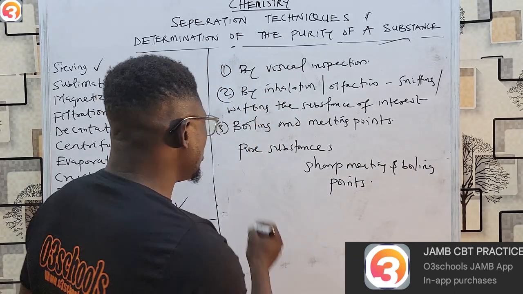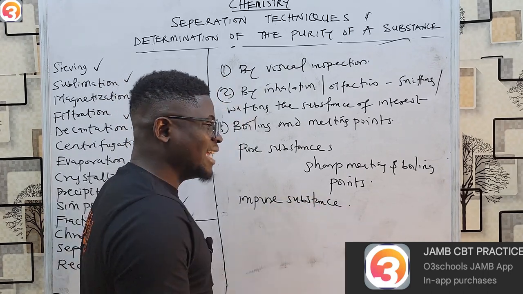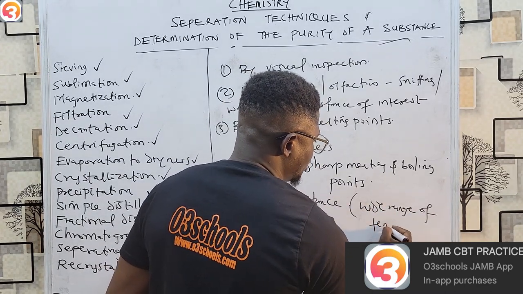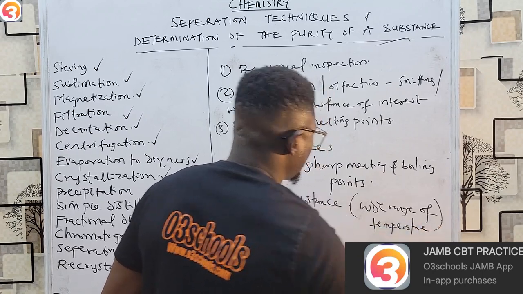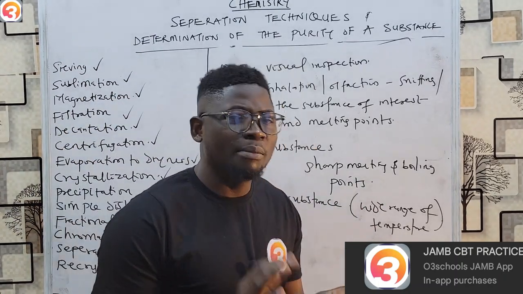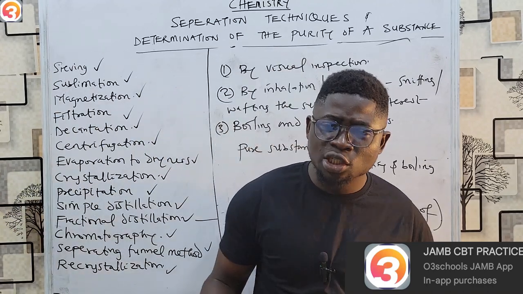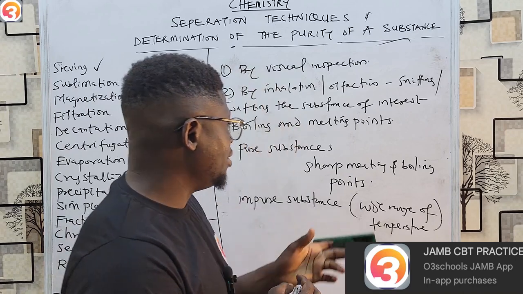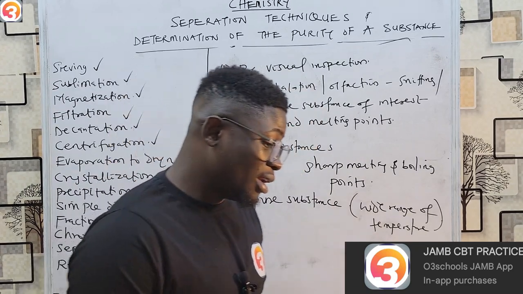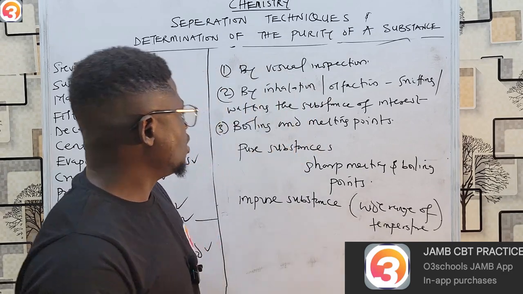Why impure substances? Impure substances boil over a wide range of temperature. So you have to take note that pure substances have sharp melting and boiling points, and impure substances may boil over a wide range of temperature. So if a substance has a sharp melting and boiling point, you can tell that this substance is pure. But if it starts boiling over a wide range of temperature, know that it is impure. All right, so take note of that.